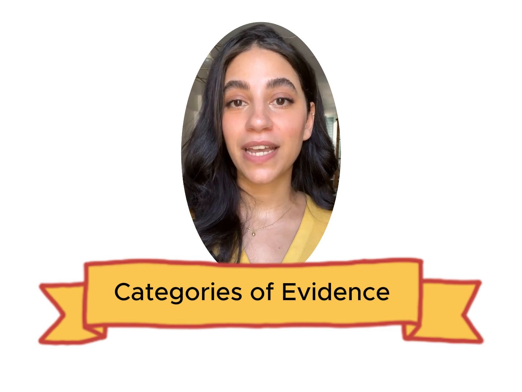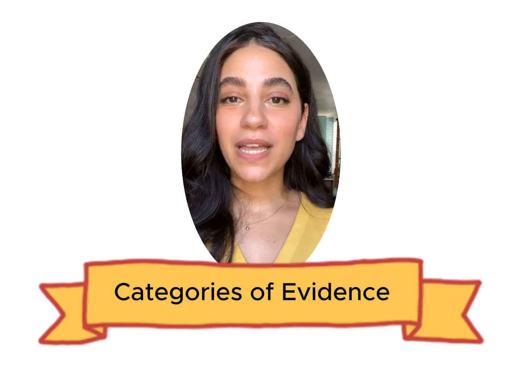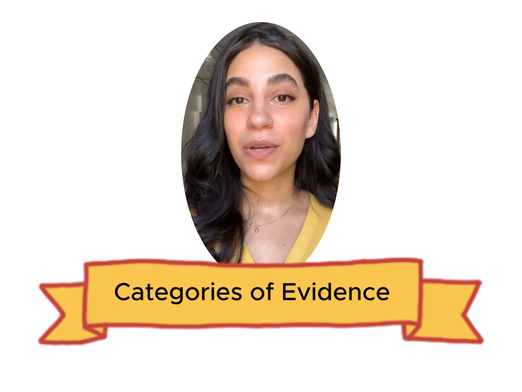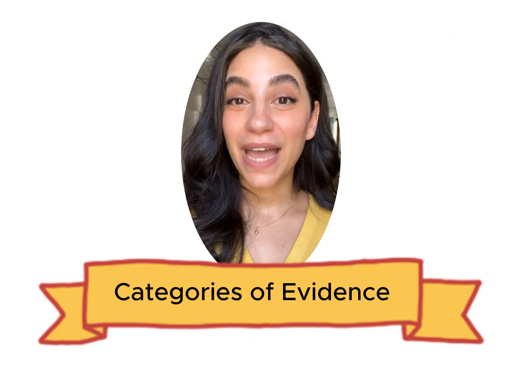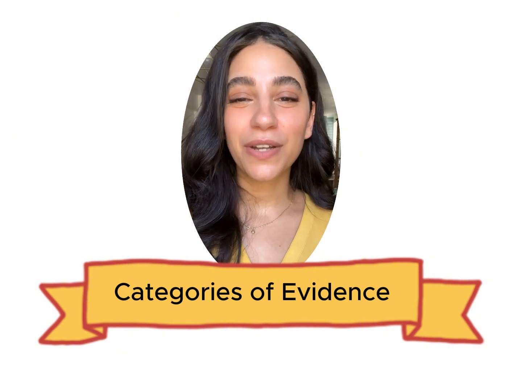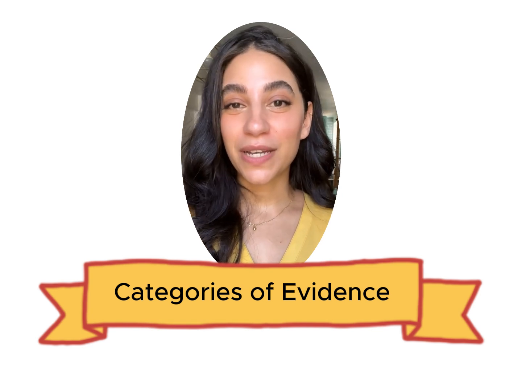Evidence can generally be divided into 4 types. Real evidence: physical objects presented in court. For example, a knife used in a crime or a piece of clothing tied to a suspect. Demonstrative evidence: visual aids like charts, maps, or diagrams that help explain other evidence. For instance, a diagram showing how a car accident occurred.